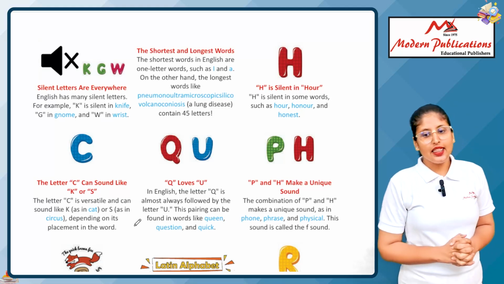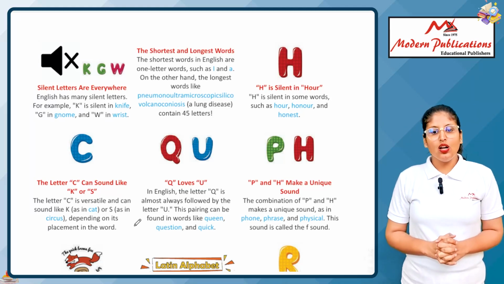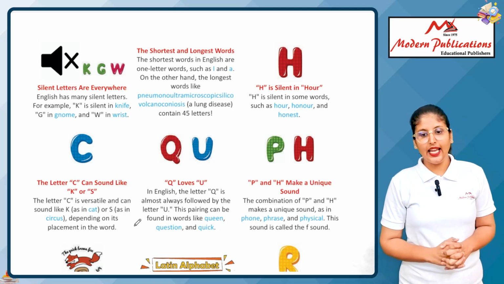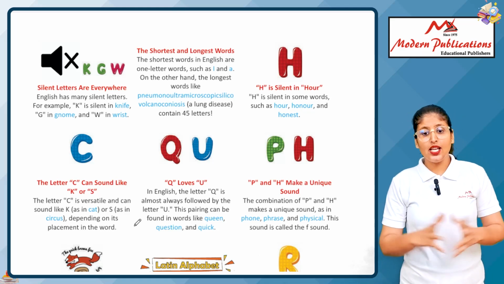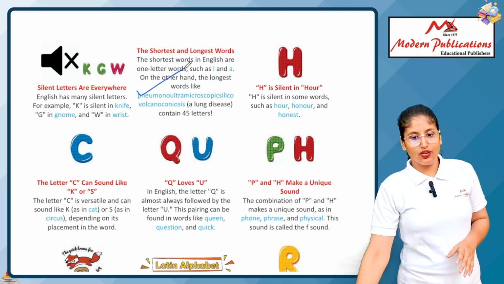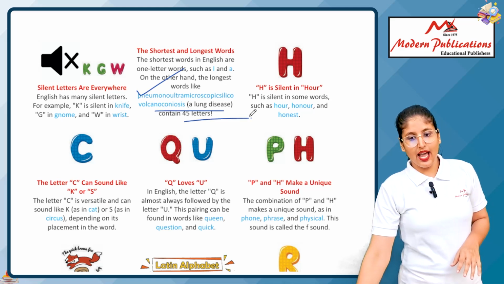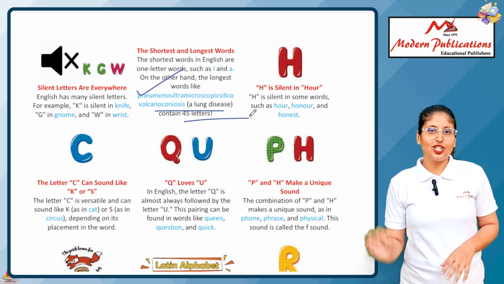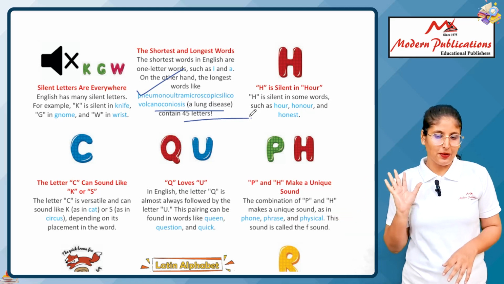The shortest and the longest word. The shortest words in English are one-letter words such as I and A. On the other hand, the longest word is this word. Can you pronounce this word? It has 45 letters in it. And in the English dictionary, this is the longest one.